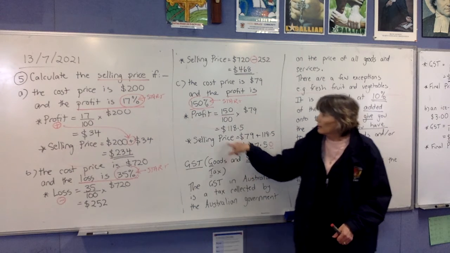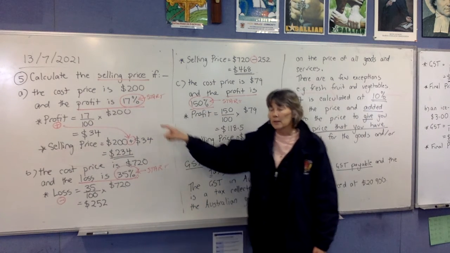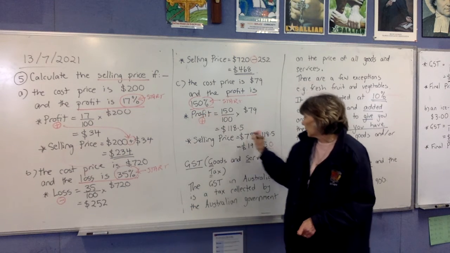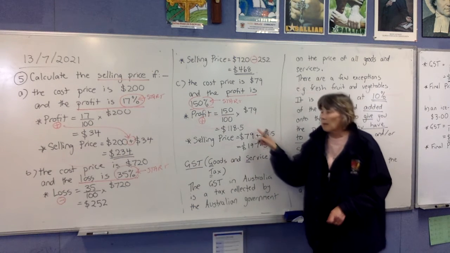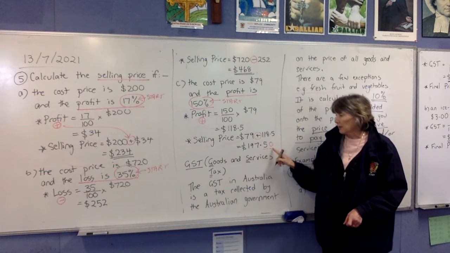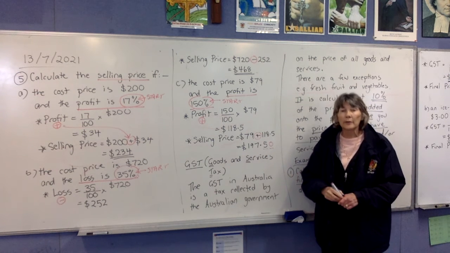So now we're going to find what the question really wanted, which was the selling price. A profit means we're adding money on. So we're going to add this profit onto our original money. And then we get, off our calculator, 197.5.